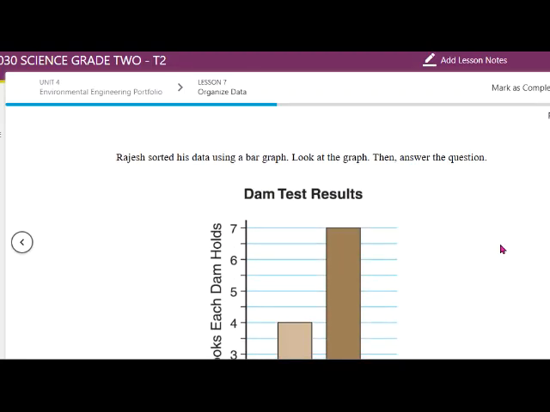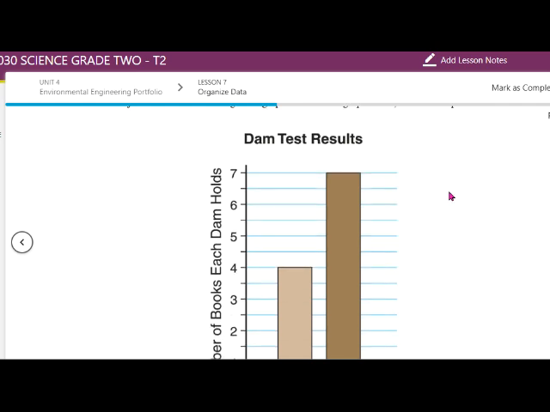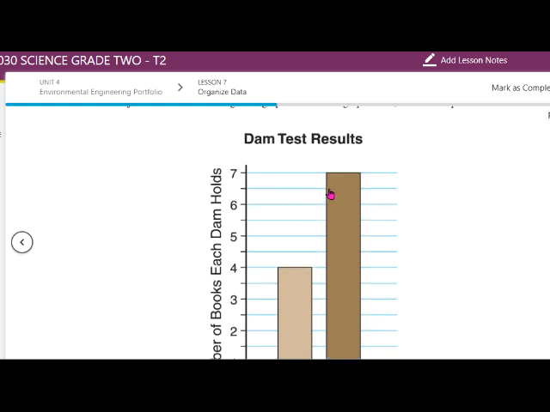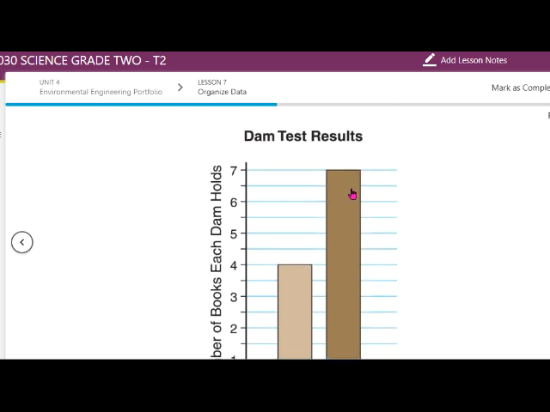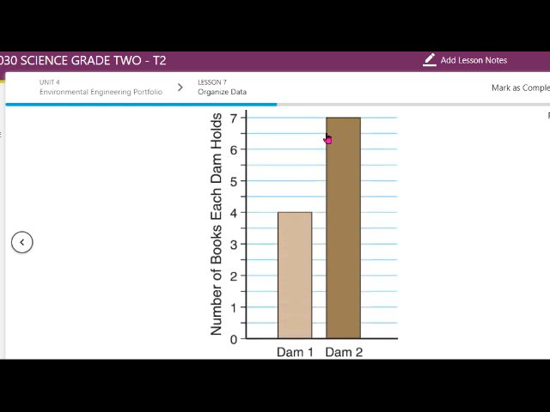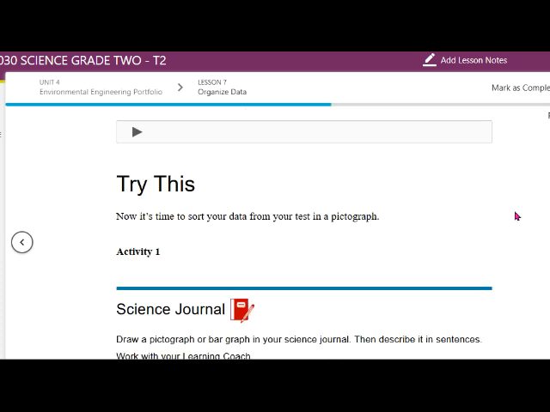Here is a different bar graph. Rajesh sorted his data using a bar graph. Look at the graph, then answer the question. So his dam 1 held 4 books and his second dam held 7 books. Which model dam would be better for holding back water and why? So look at the information here, talk about it with your learning coach, and think about which one is probably going to hold that water back the best.